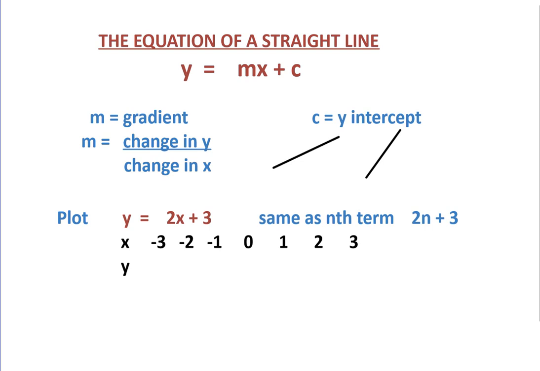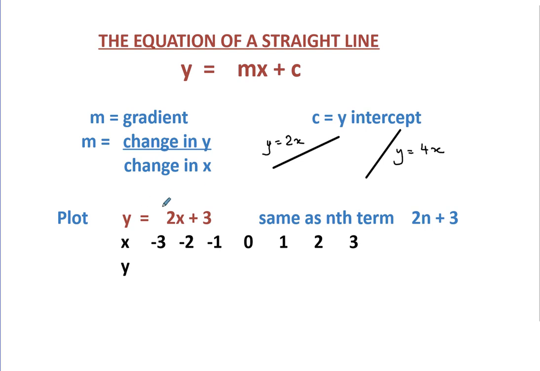Okay, so the equation of a straight line is y equals mx plus c. M is the gradient, which is your change in y divided by your change in x. And c is your y-intercept. Your gradient just measures the steepness of a line. So the steeper it is, the higher the gradient. So this could be y equals 2x, whereas this one would be y equals 4x.